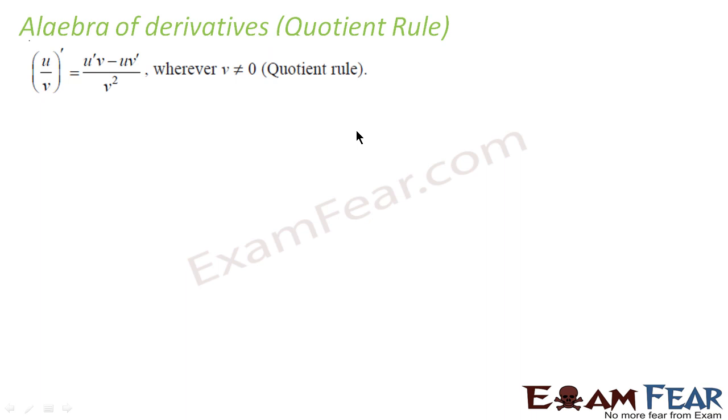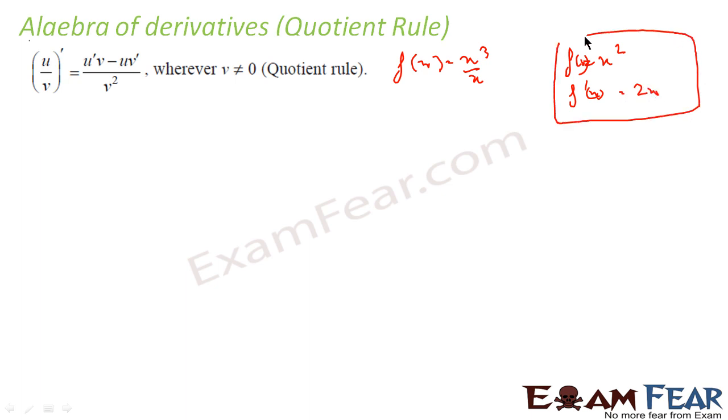Let's take an example of the quotient rule. So let's say my f x is nothing but x cubed by x. I'm taking simple examples. Now if you solve this directly, this becomes x square, right? And if you want to find f dash x, this is nothing but 2x by the normal process.